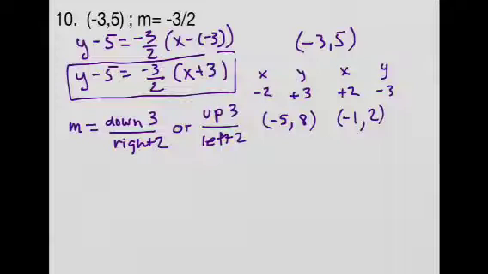Okay, one more point. I'll just stick with the second one. I'm going to add 2 to the x. So if I'm at negative 1, I add 2, that gives me 1. And then I'm going to subtract 3 from the y, so 2 minus 3, that's negative 1. So here I have 3 possible points.